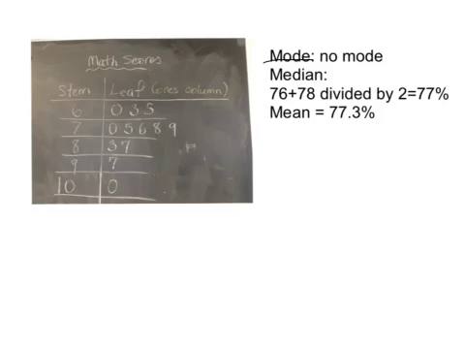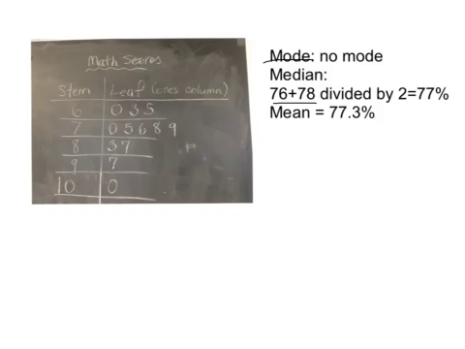In this case, we know that we have 12 numbers if we add them all up. So our central numbers would be number 6 and number 7. So if we count through our data, we know that the 6th and 7th number is 76 and 78. So we add those two together and we divide by 2. So 77% is our median.